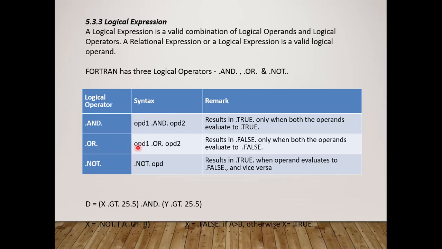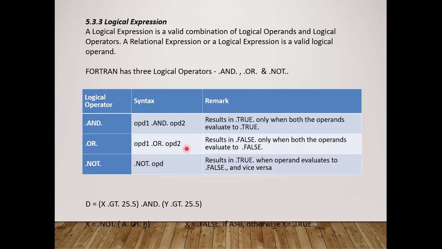Similarly, .OR.: operand 1 on the left hand side, operand 2 on the right hand side. This will result in false only when both the operands evaluate to false. Operand 1 evaluates to false, operand 2 evaluates to false, then only will this become false. Otherwise, if any one of these, operand 1 or operand 2, becomes true, the expression will have the value true.